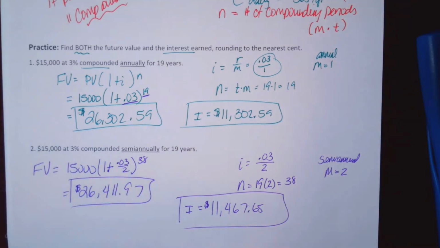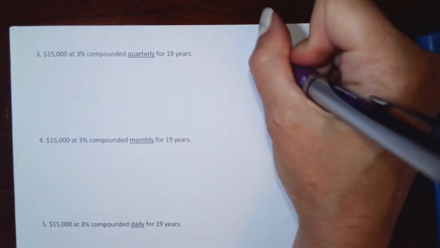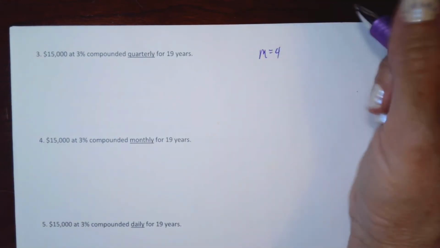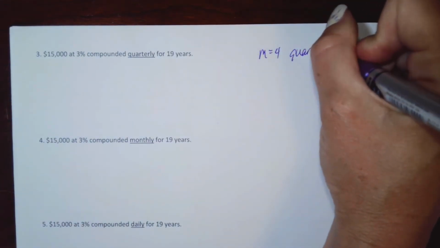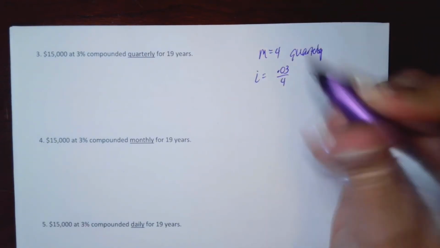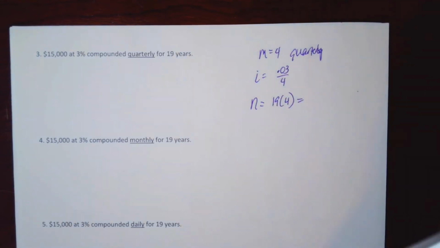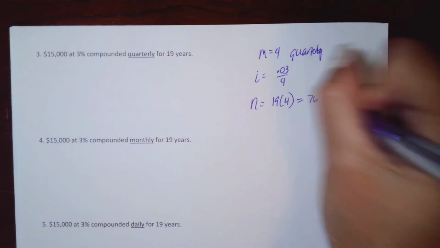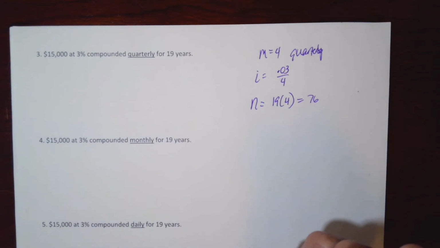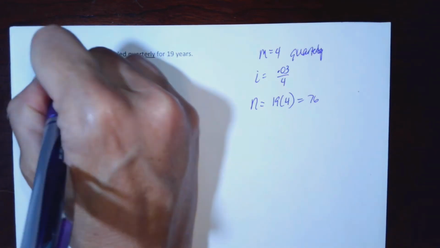You're going to notice that the next three problems have the same starting place, but different compounding periods. Compounded quarterly, M is 4. So this time I is going to be 0.03 over 4, and N is 19 times 4, which is 76. So my future value set up.